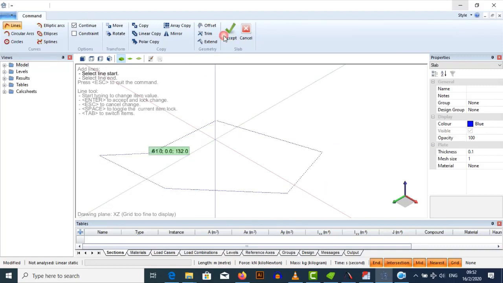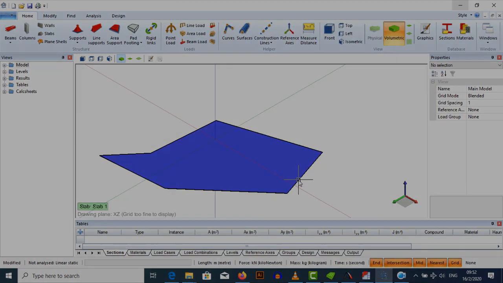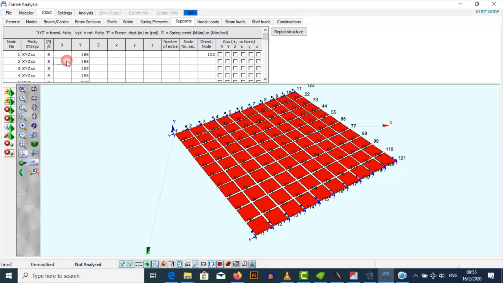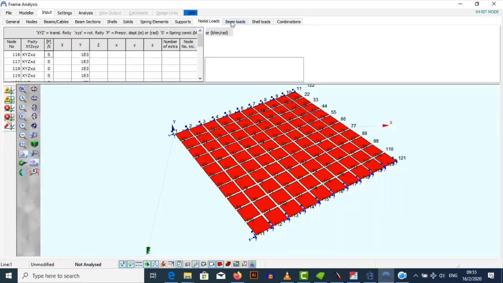But not taken away, we are also going to be looking at the frame analysis module, which is also good for irregular slabs and openings because some older versions of Prokon do not have sumo.